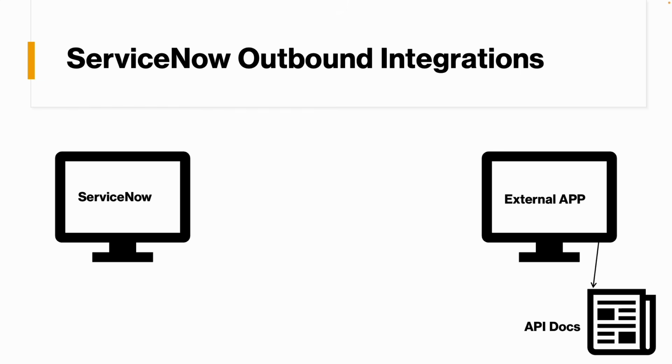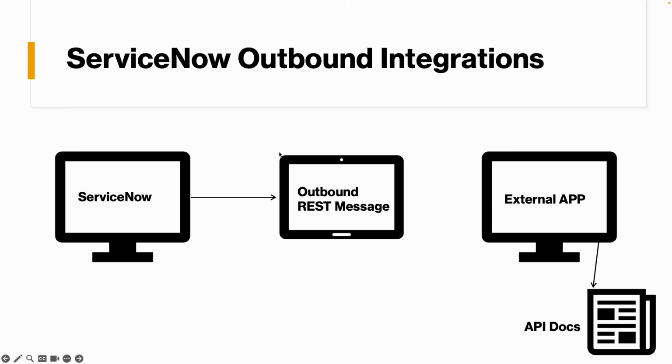Why will ServiceNow create an outbound REST message? Because with this outbound REST message, we will send the request to the external application for some data, and the external application will send us the response. So how will it work? First, we will configure an outbound REST message by following the API documentation. Whatever fields are required, we will see everything in practical, don't worry.